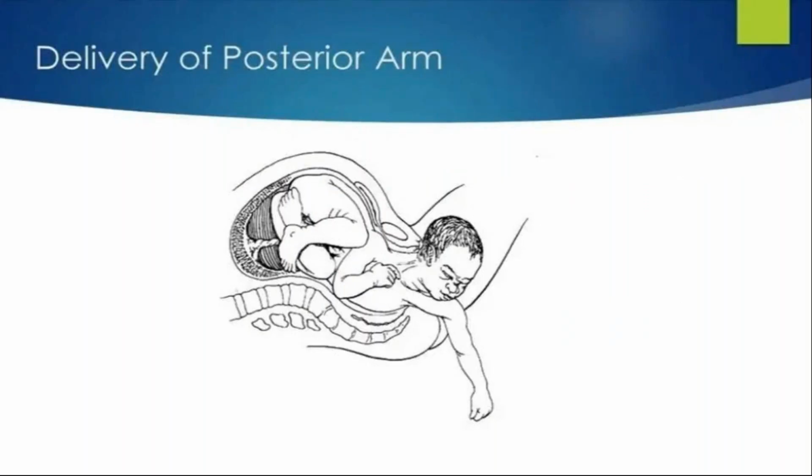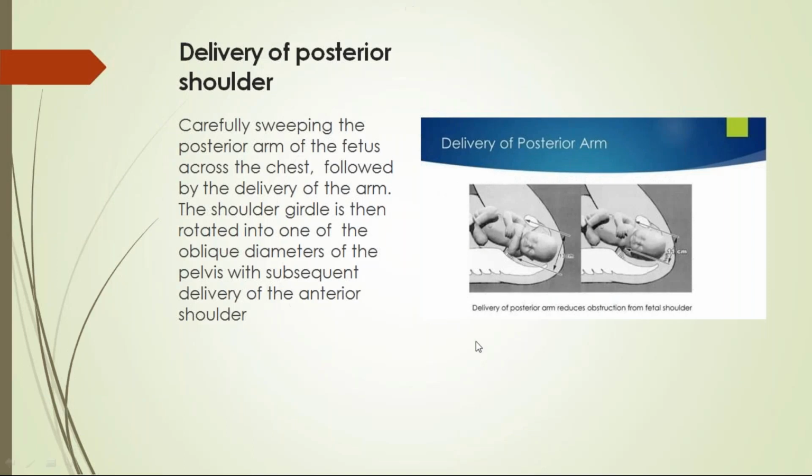This is how we'll do it. First of all, we'll insert two fingers posteriorly, and we'll sweep the posterior arm of the baby towards the chest, and then deliver the arm like this. Then the diameter will be reduced, and we'll rotate the baby into one of the oblique diameters and deliver the anterior shoulder.